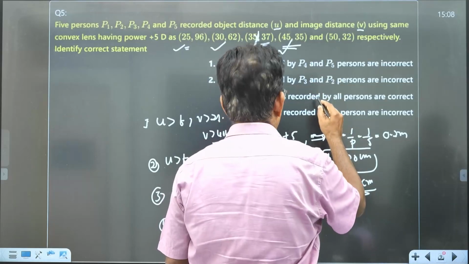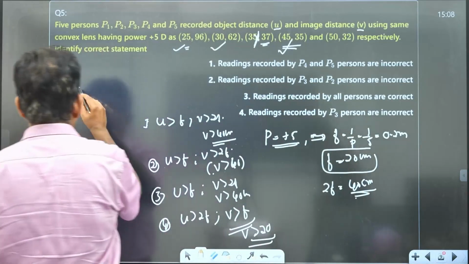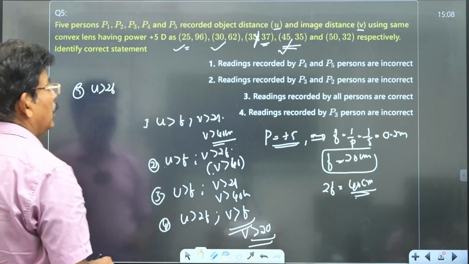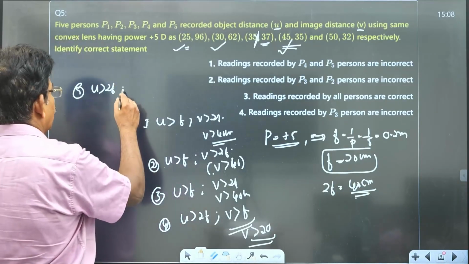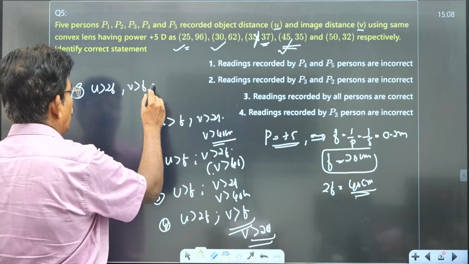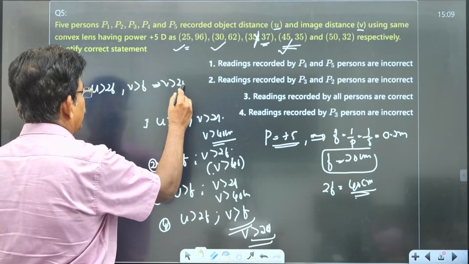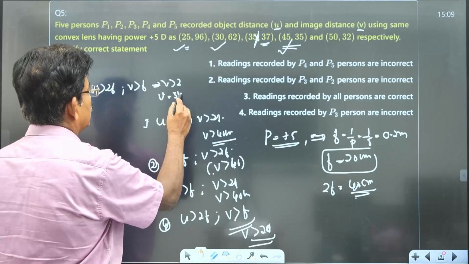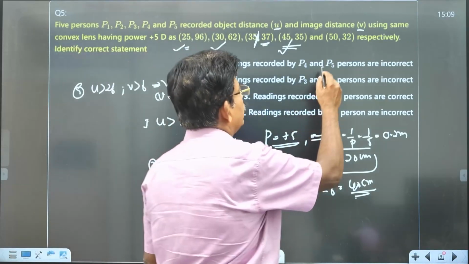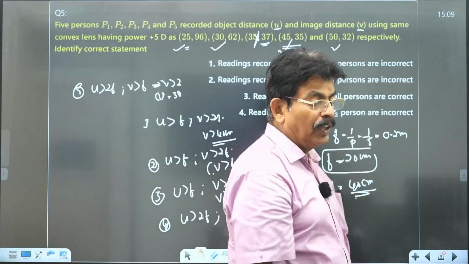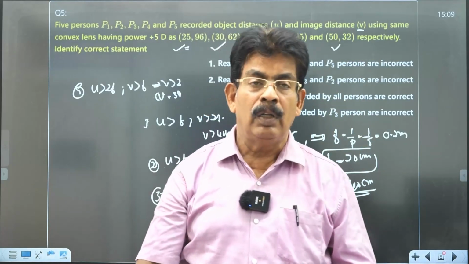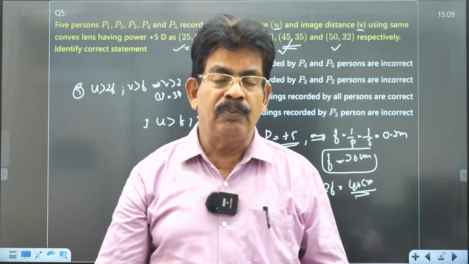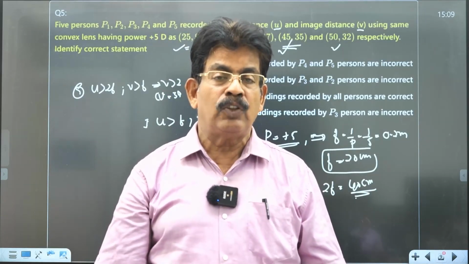The next case, fifth case. In fifth case, U is greater than 2F because 2F is 40. Here it is given 50 centimeter. Therefore, V should be greater than F, or V should be greater than 20. Here V is given to be 32. So this is matching. So according to the given information of U and V, P1 case possible, P2 case possible, P4 case possible, P5 case possible, P3 case not possible.